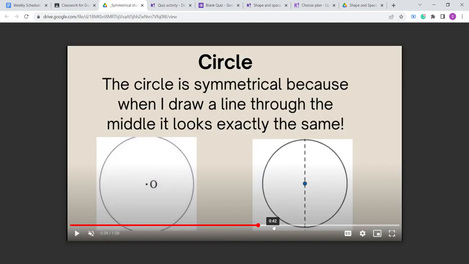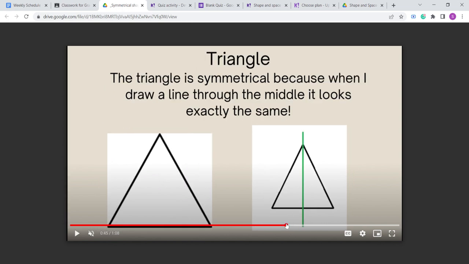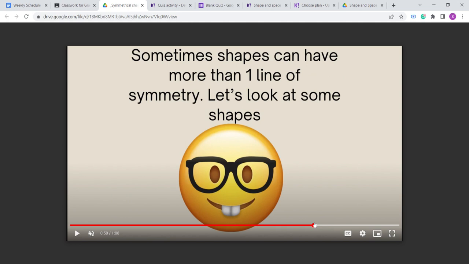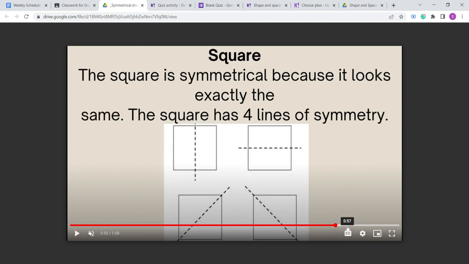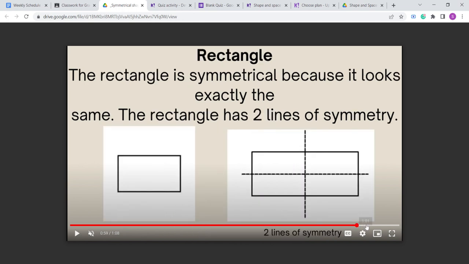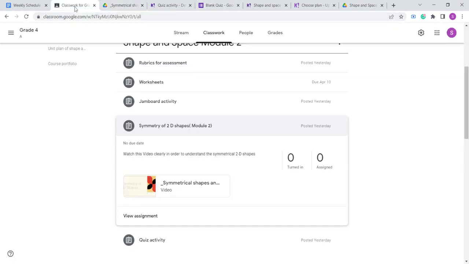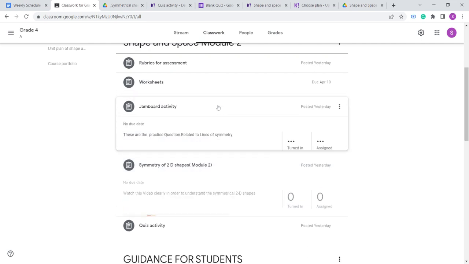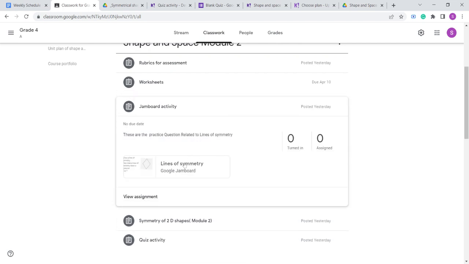For example, the circle is symmetrical with one line of symmetry. And the triangle, and I also discussed shapes which have more than one line of symmetry. For example, here is the square, which has four lines of symmetry. Rectangle has two lines of symmetry. And this is the Jamboard activity.